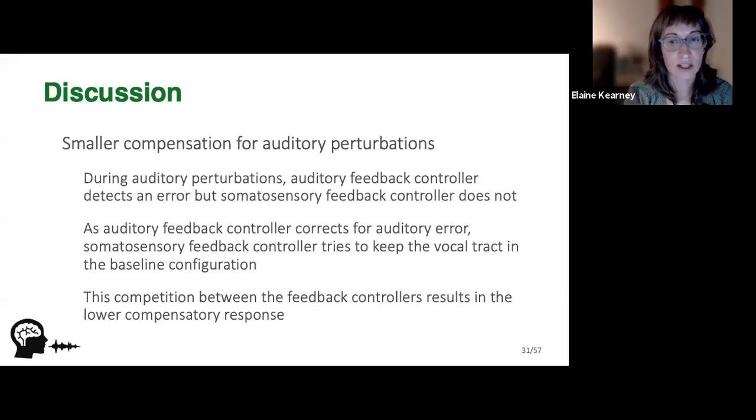So overall, this study demonstrates how we can manipulate this perturbation paradigm to really get at that interaction between the 2 feedback controllers. Now in the next study, I'm going to show you how we take a different approach using modeling to examine the interaction between these 2 controllers, as well as the feed-forward controller.